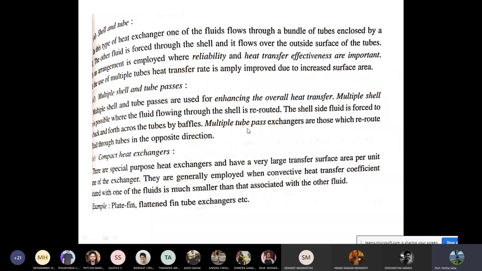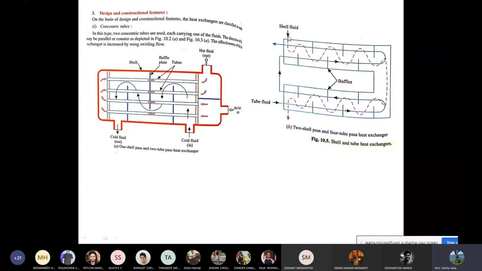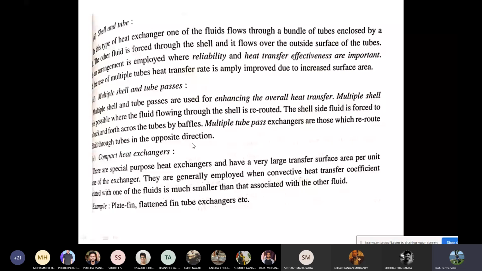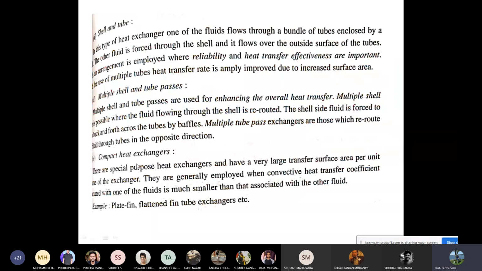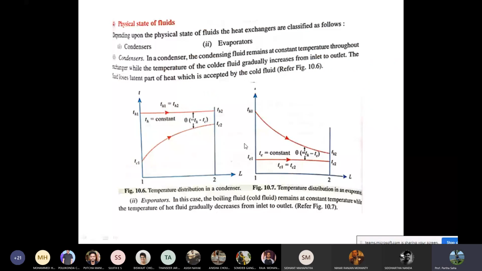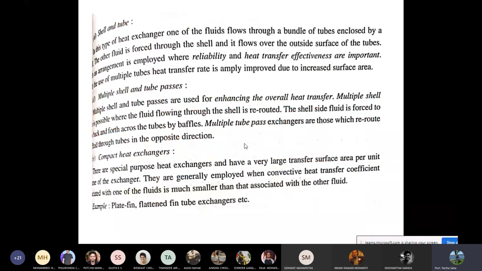The shell side fluid is forced to flow back and forth across the tubes by baffles. Baffles are here, which separate the inlet and outlet fluid. Multiple tube pass exchangers are those used for rerouting the fluid through the tubes in the opposite direction. You can see the direction has been altered. So you can read this and get an idea. Then we'll come to the physical state of the fluid.